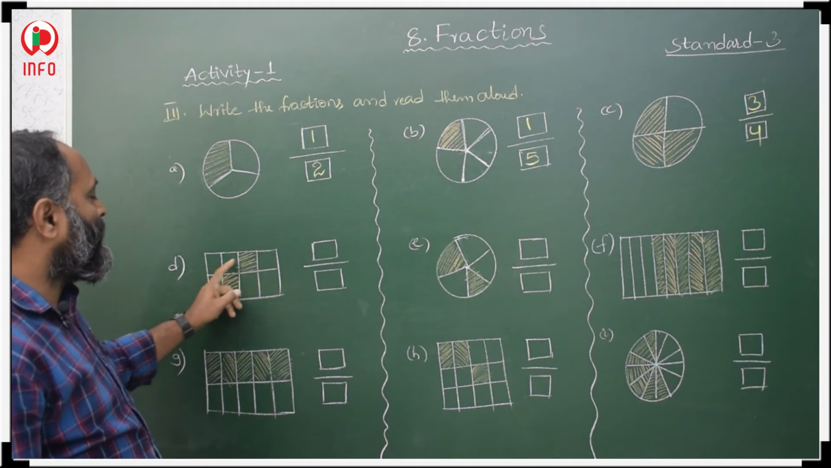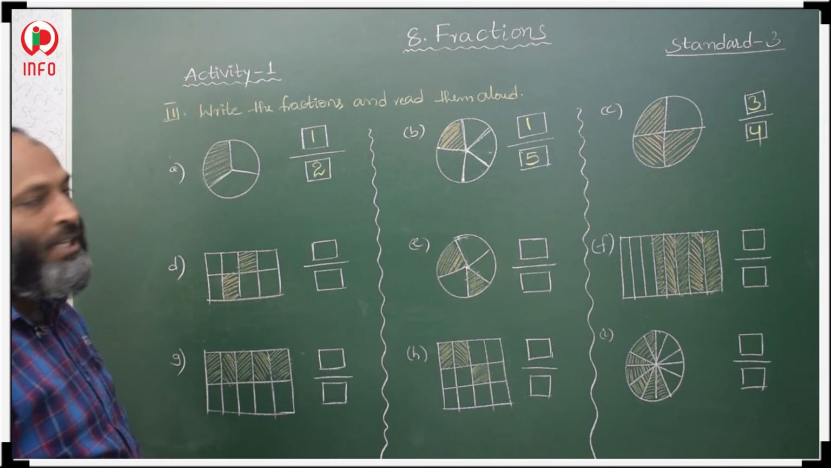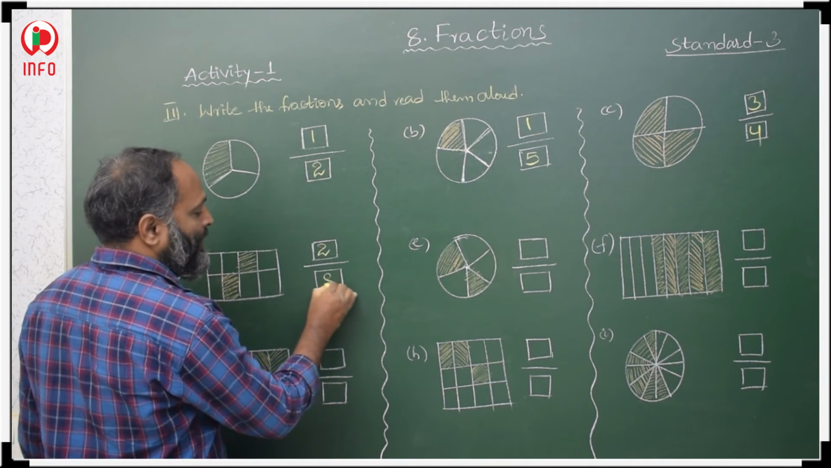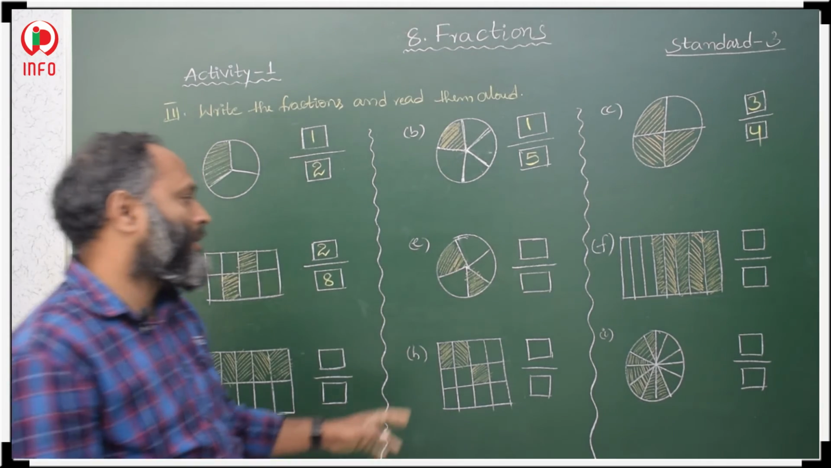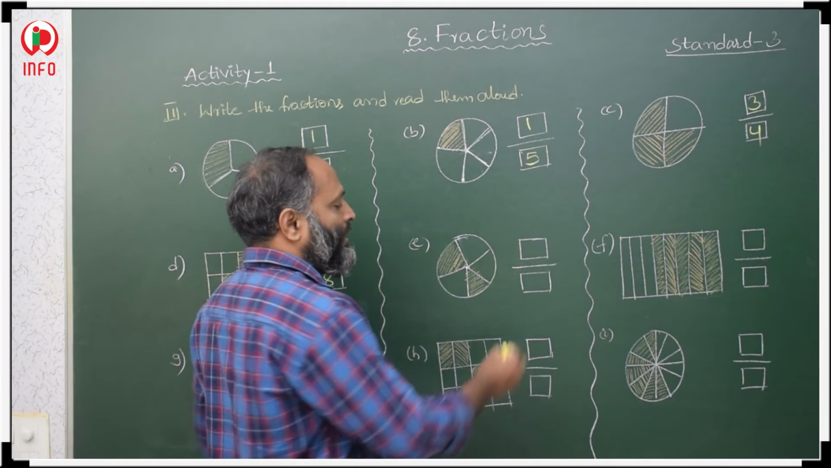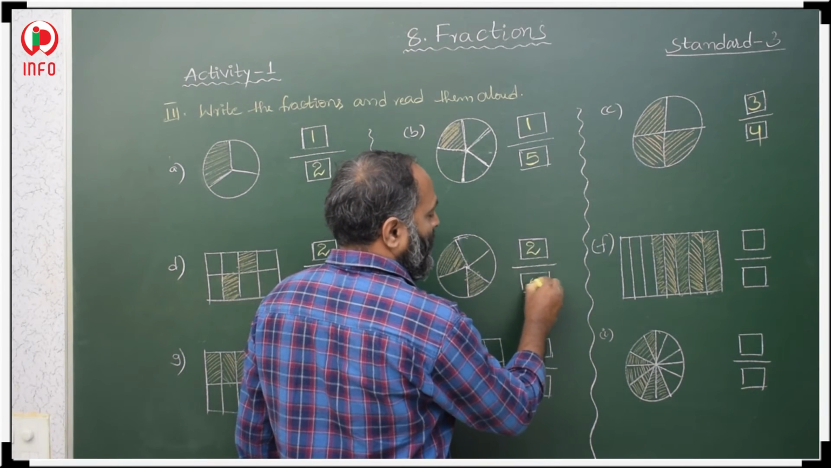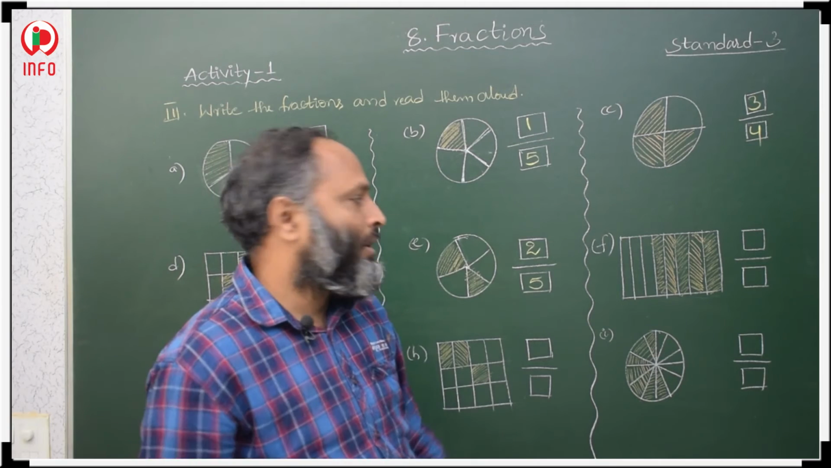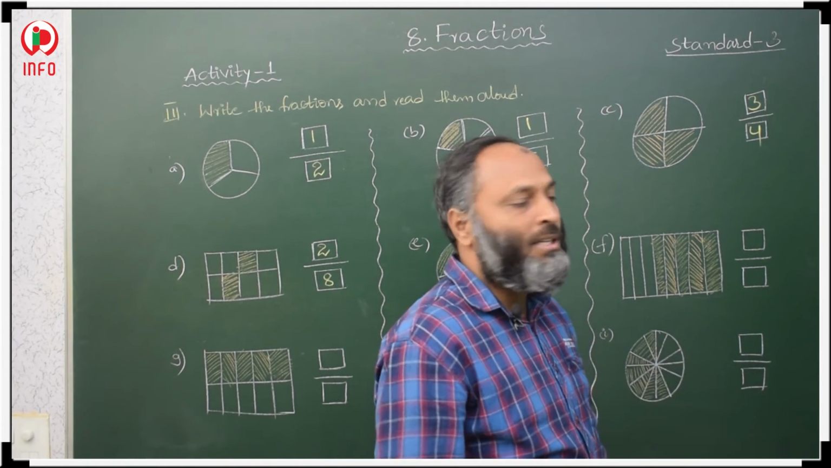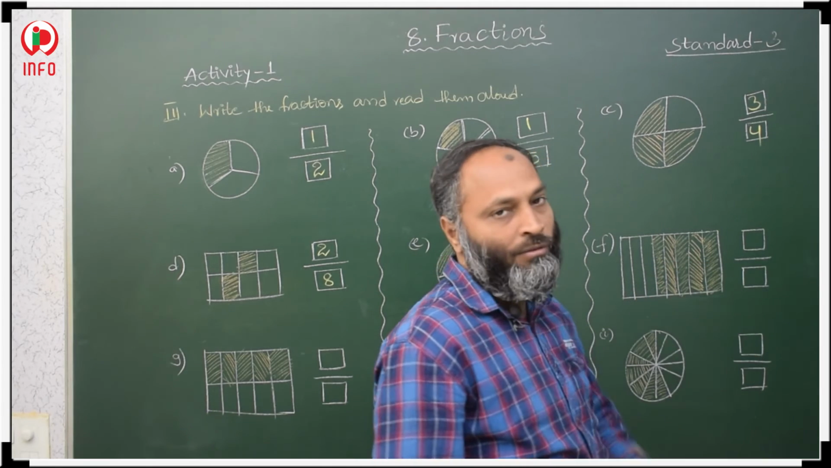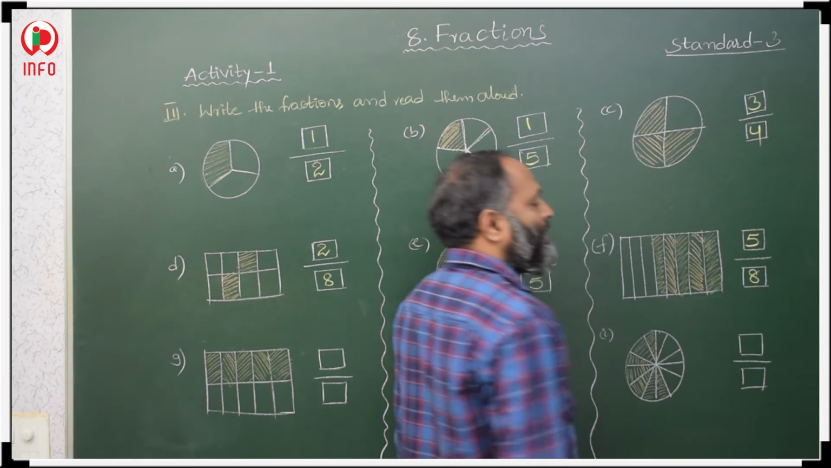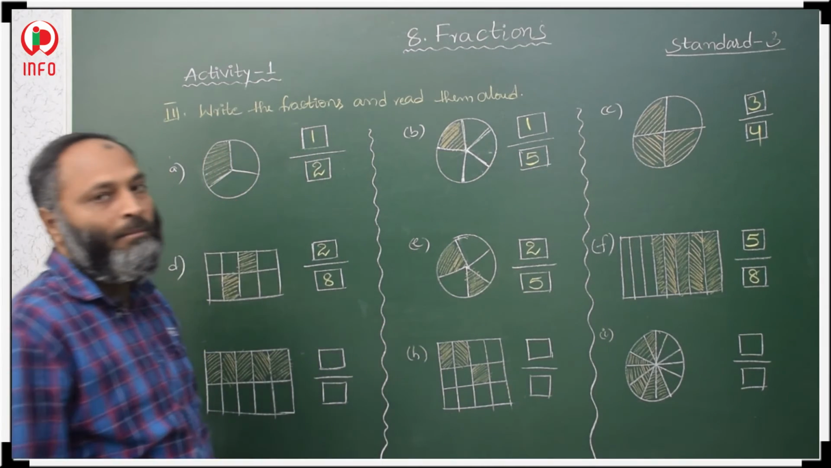Next, here 1, 2, 3, 4, 5, 6, 7, 8, 8 equal parts, in that 2 parts are shaded, then 2 by 8. Next, in this 1, 2, 3, 4, 5 parts, in that 2 parts are shaded, 2 by 5. Then after that, here 8 equal parts, 1, 2, 3, 4, 5 parts are shaded, then 5 by 8, shaded fraction 5 by 8.